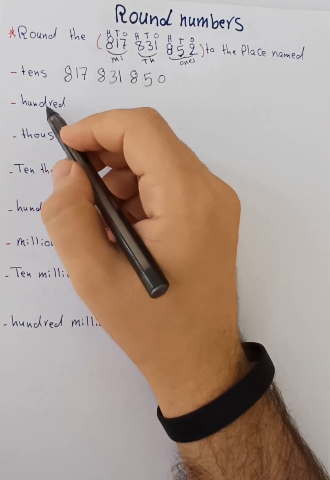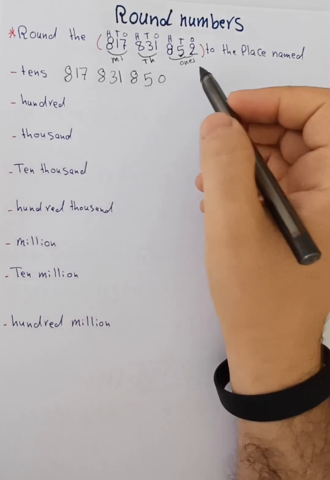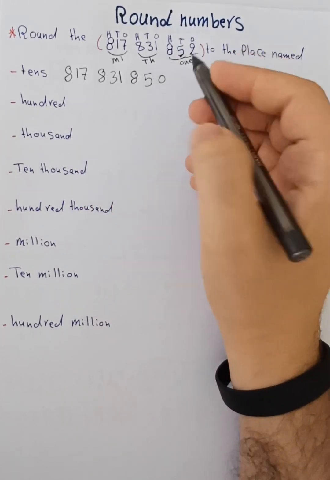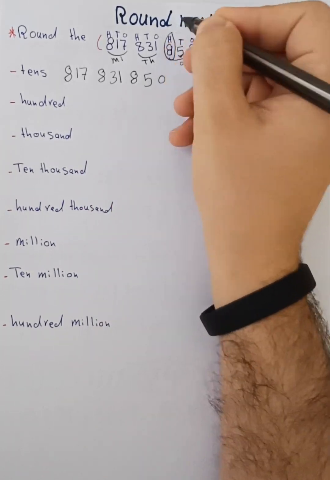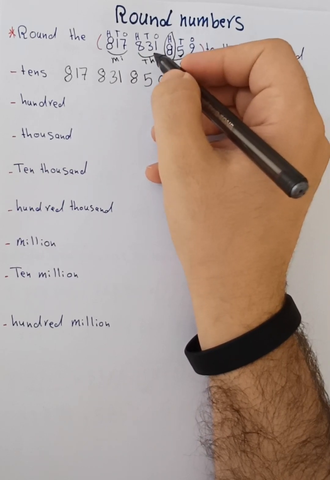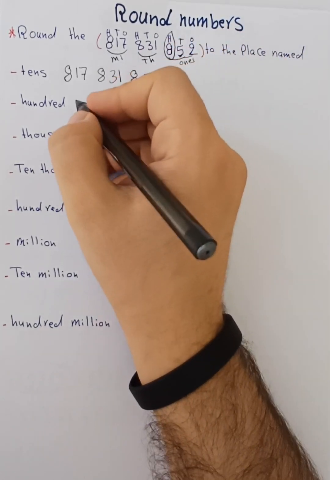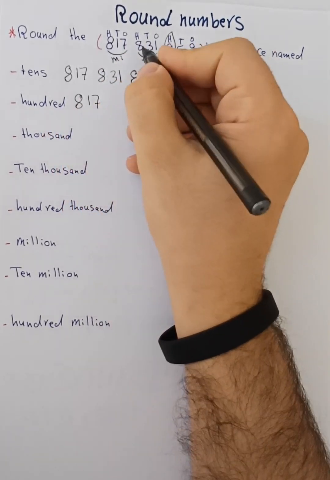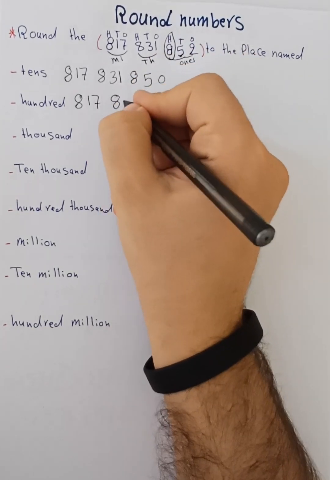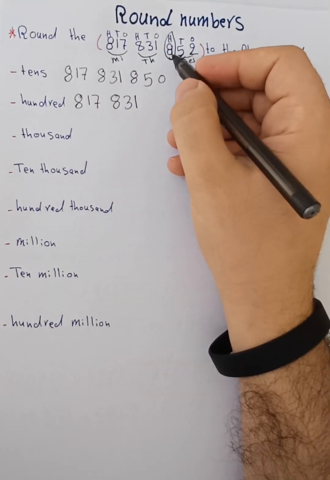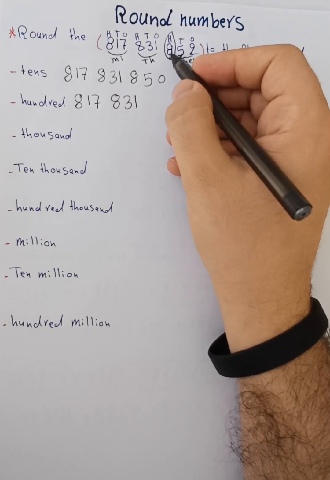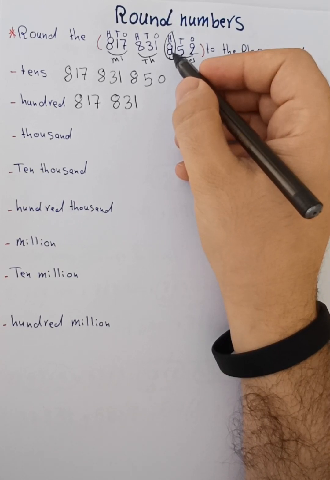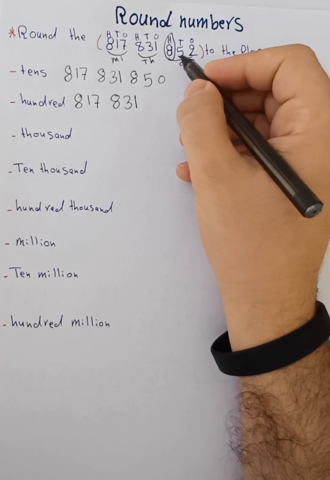After that we have to round the 100 digit. So we have to find the 100 digit. This is the 100 digit. We have to write all numbers at left the same without change. We have 817 and 831. After that we have 8. For rounding 100, 100 is 8. We have to look at the number next to 8. We have 5.